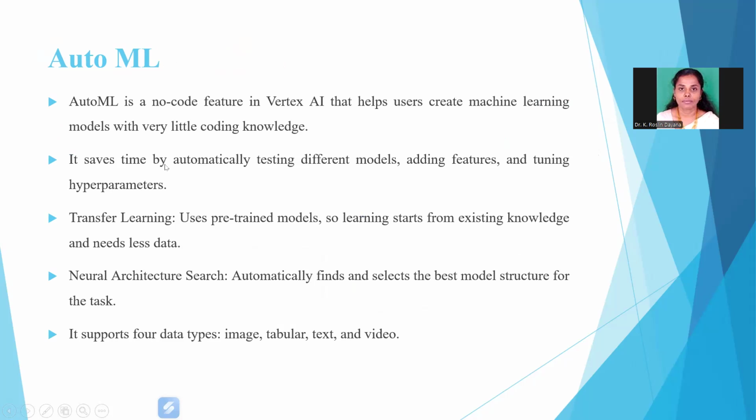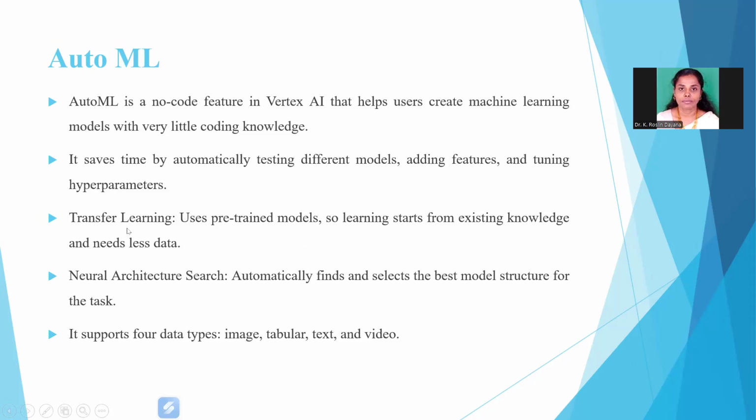The AutoML method is discussed here. AutoML is a no-code feature in the Vertex AI platform that helps users create machine learning models with very little coding knowledge. It saves time by automatically testing different models, adding features, and tuning hyperparameters. Transfer learning: it uses pre-trained models, so learning starts from existing knowledge and needs less data. This is called transfer learning.